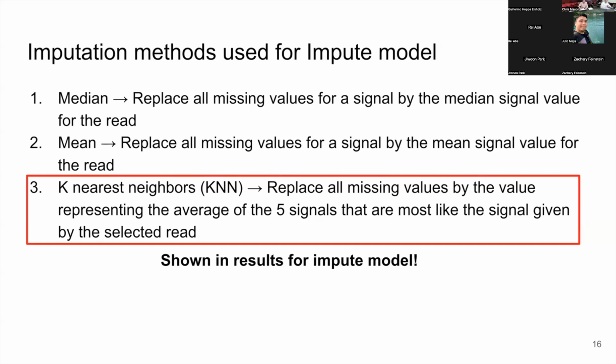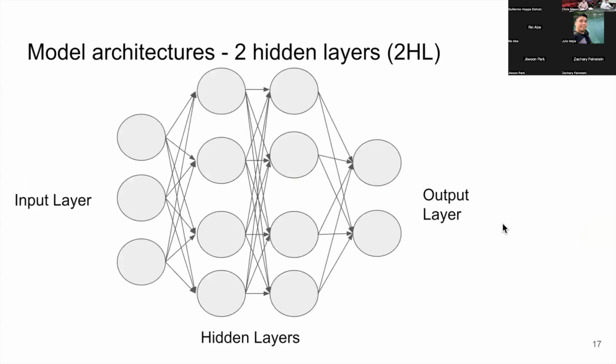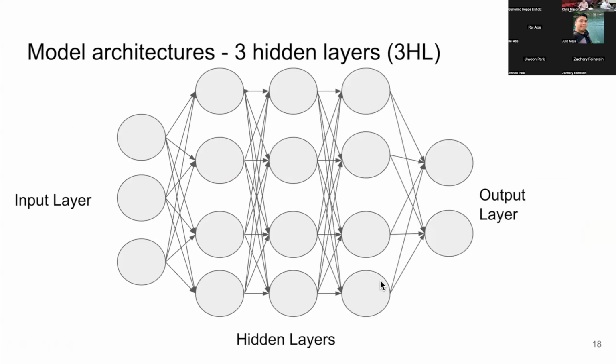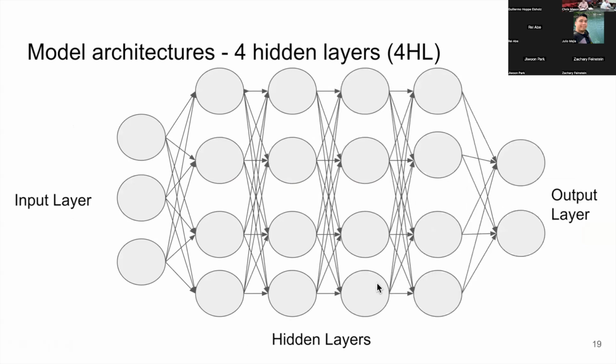We'll just focus on what we show here, the k-nearest neighbors imputation model. Some of the architectures we used are 2 hidden layers in the middle here. So you have an input layer, then your hidden layers and an output layer for this neural network architecture. We tried 2, 3, and then 4 hidden layers.